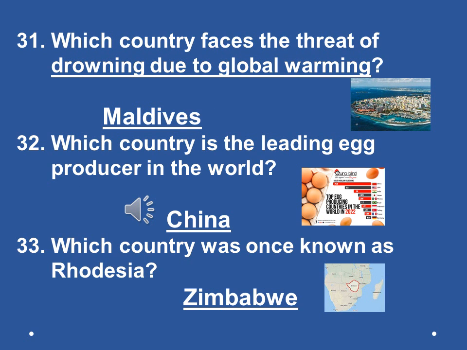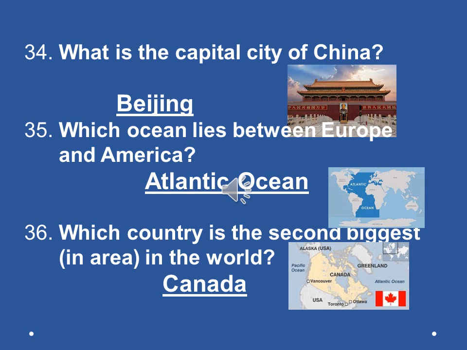Which country is called the land of the rising sun? Japan. Which country faces the threat of drowning due to global warming? Maldives. Which country is the leading egg producer in the world? China. Which country was once known as Rhodesia? Zimbabwe.